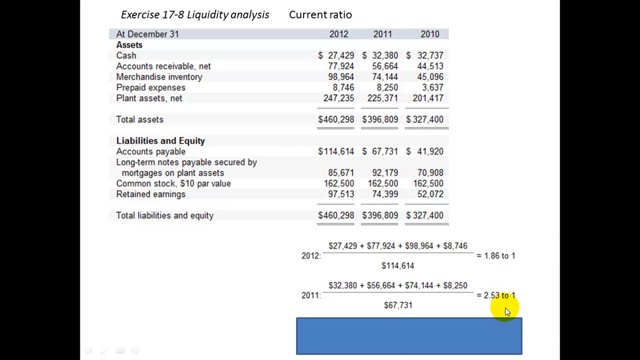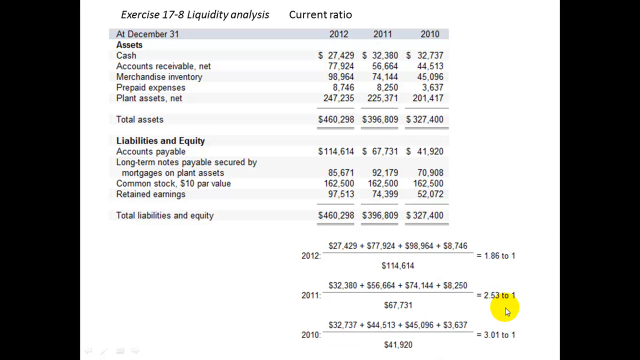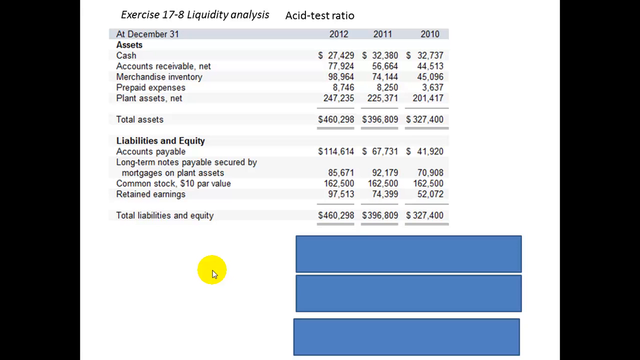And then finally in 2010, looks like we've got the same current assets divided, and for 2010 divided by current liabilities, looks like it's 3.01 to 1. And if you're going from 2010 to 2012, it looks like this ratio is getting worse because it's getting lower and lower. Now let's go on and look at the acid test ratio.